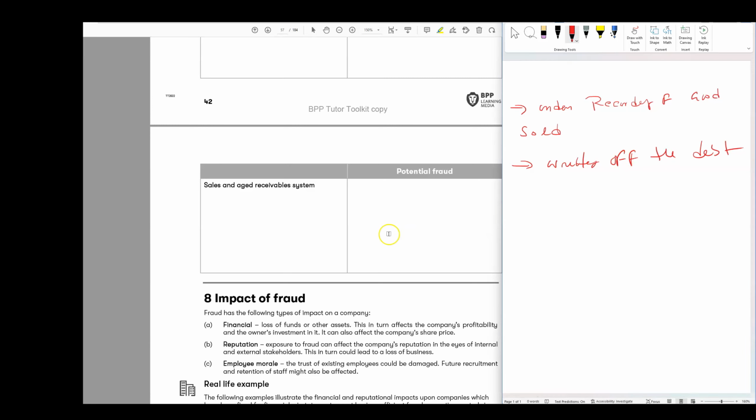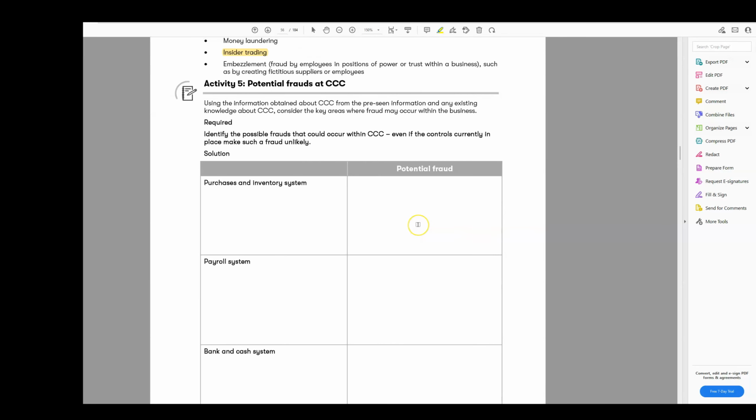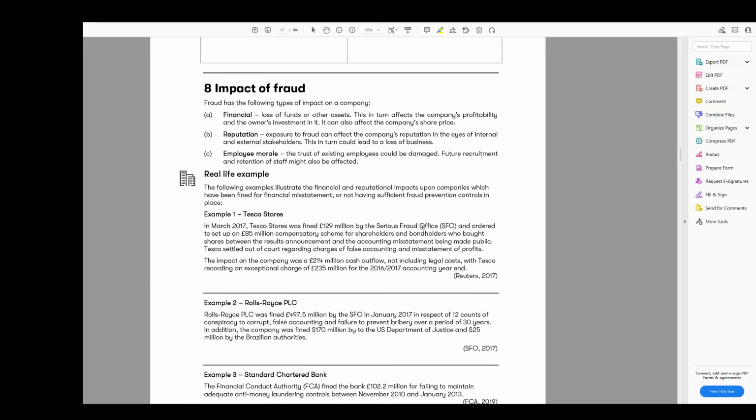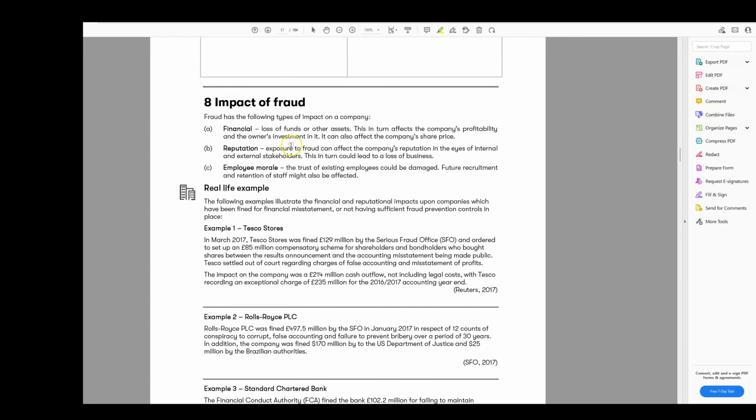All right, so that's it for our activity number 5. So we have an impact of the fraud. So let's read a little bit quickly this one. Impact of fraud. Fraud has the following type of impact on a company. Financial impact, so loss of fund or asset. So we can lose some asset and the money because of the fraud. Then because of that, company profitability will go down.